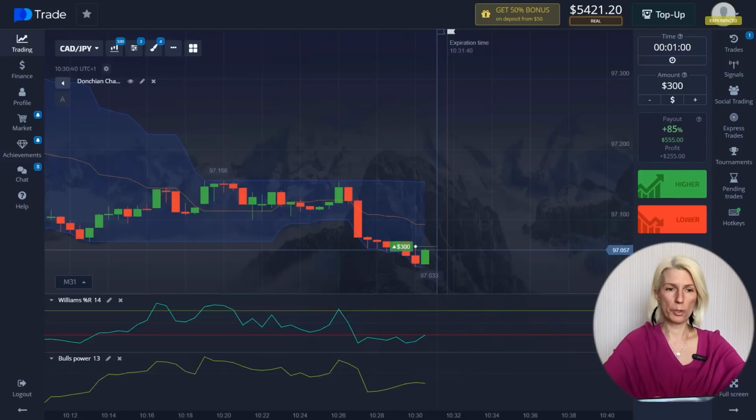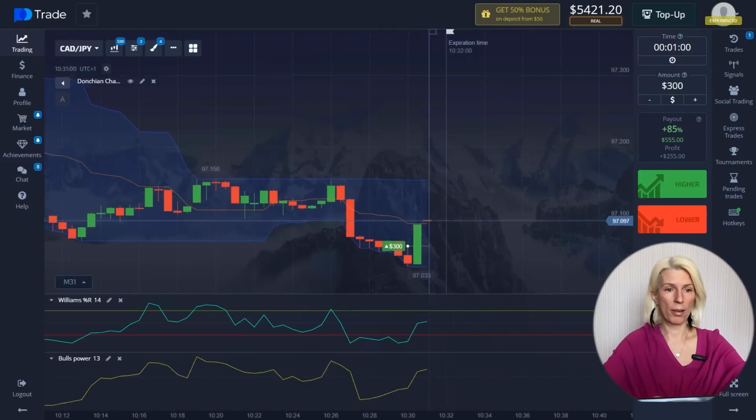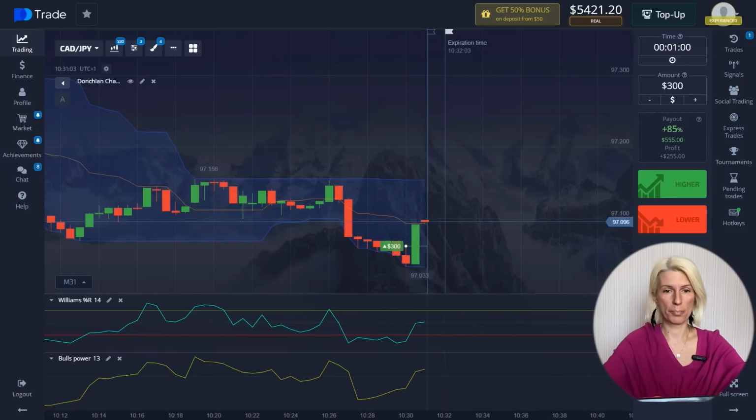The line of the boost power indicator, on the contrary, was in a horizontal position with a tendency to grow, which I defined as a sufficient force of buyers who would be able to take the price up. When these data are added together, it turns out that the price should be growing. That's what happened, and $255 was added to my account.